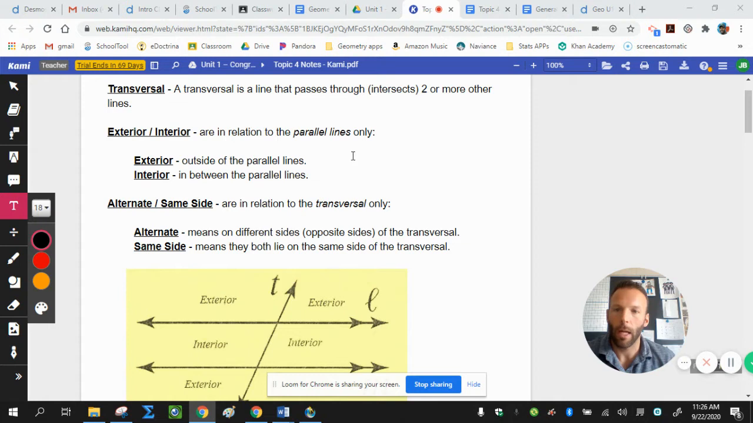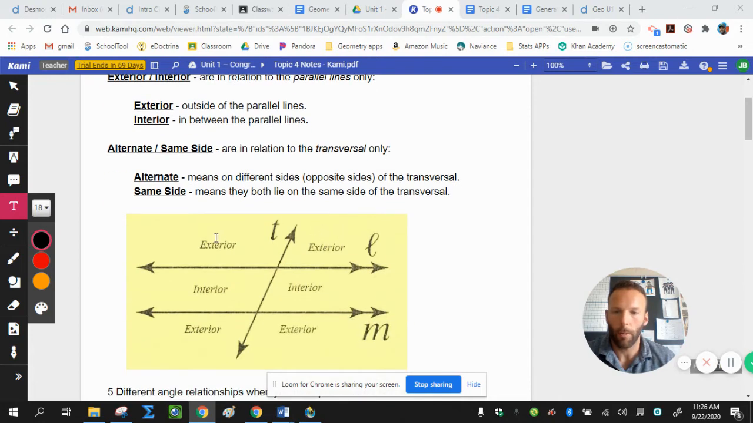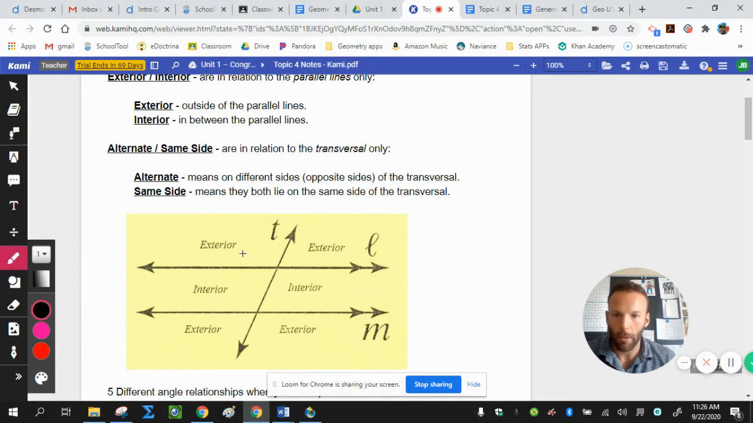And when you have your lines that are parallel and your transversal, you have angles that are exterior, and that means in relation to the parallel lines. So you see the diagram here. You have lines L and M are parallel, and they're symbolized with the arrows on them. You can see the extra arrows on lines L and M. And so the angles that are outside of the parallel lines are these angles out here. So you have an angle over here, exterior, exterior, exterior, exterior. So those four angles are all outside of the parallel lines.